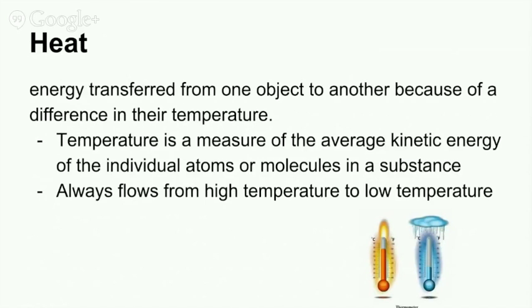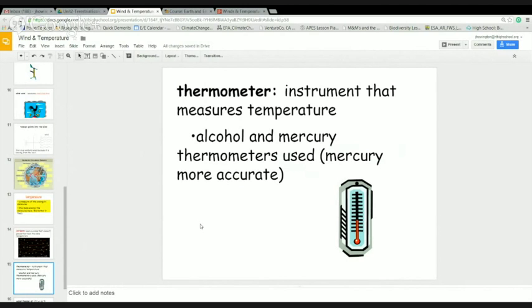All right. So first of all, heat is the energy that is transferred from one object to another because of the difference in their temperatures. Temperature is a measure of the average kinetic energy of the individual atoms or molecules in the substance. So remember that molecules in any substance are moving around. The more they move, the more kinetic energy they have and the hotter they are. Temperature or heat always flows from high temperature to low temperature. A thermometer is the instrument that we use to measure temperature.